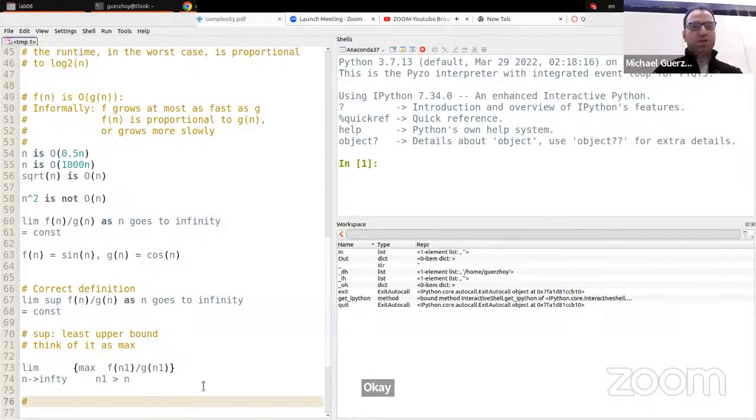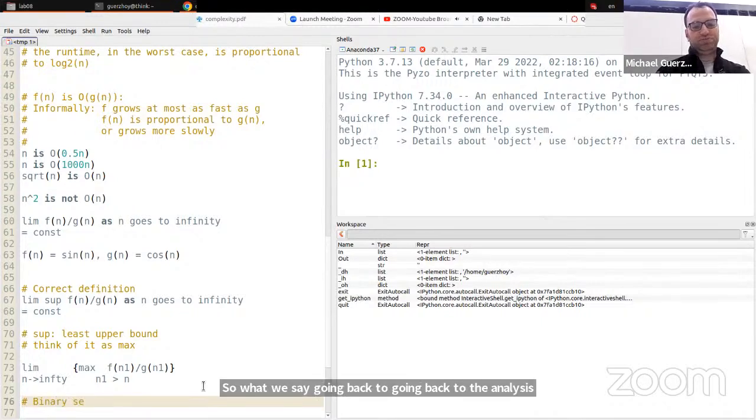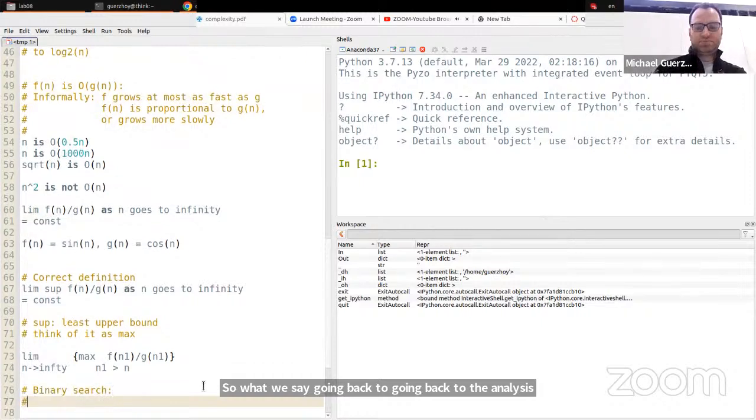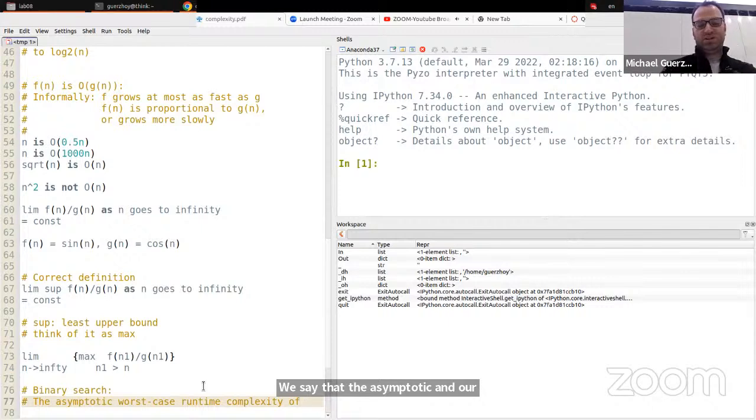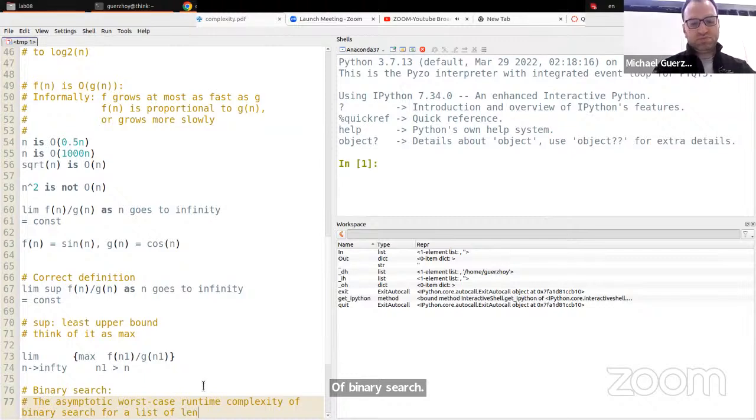So what we say, going back to the analysis of binary search, we say that the asymptotic worst case runtime complexity of binary search for a list of length n is O of log n. I left out the 2. I'll explain why in a second.